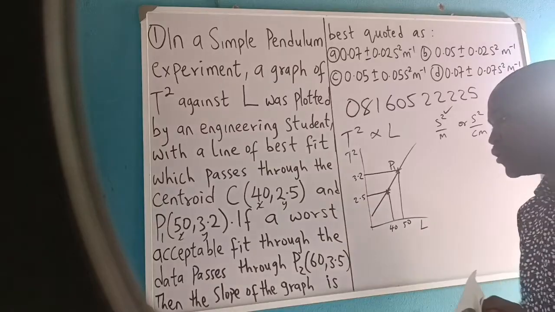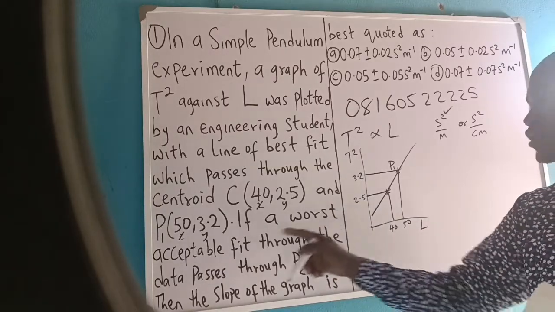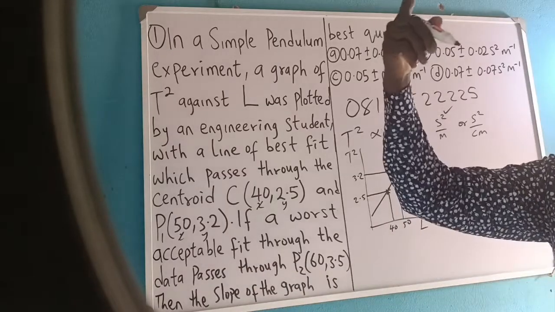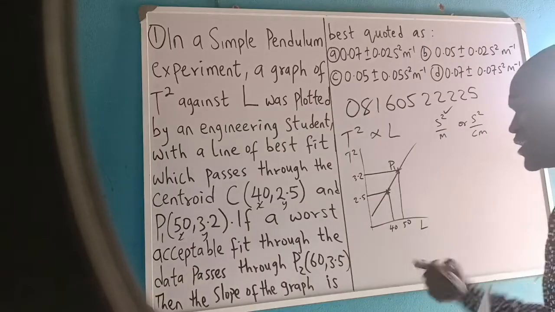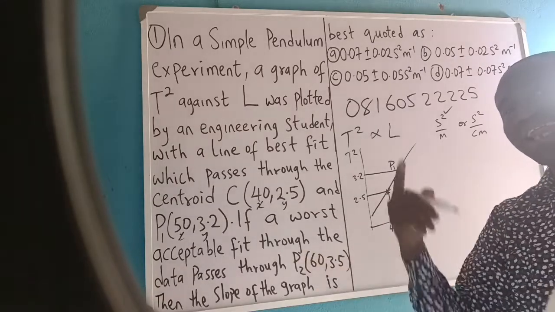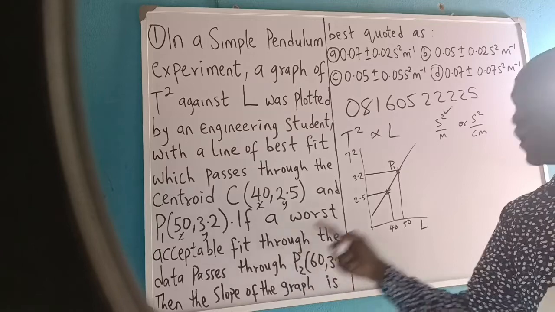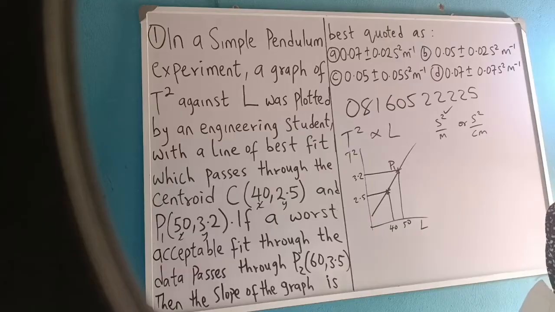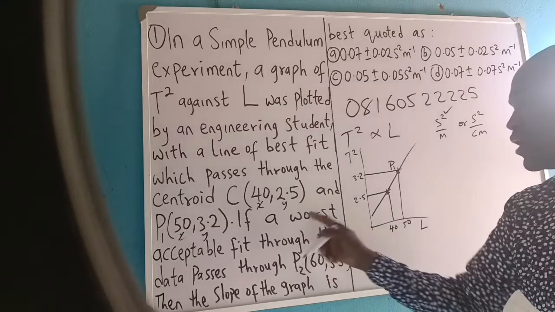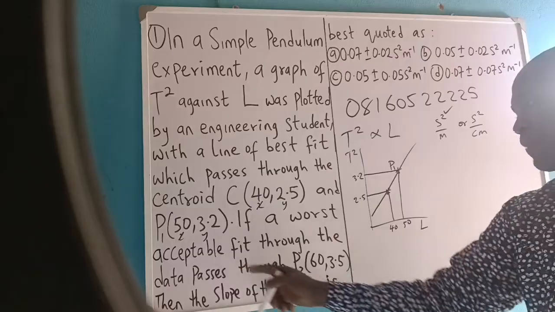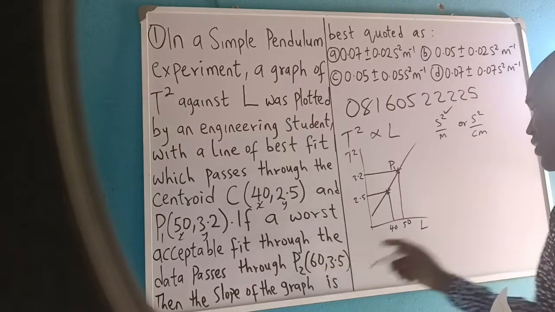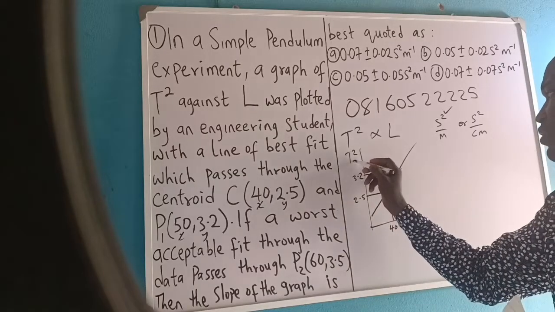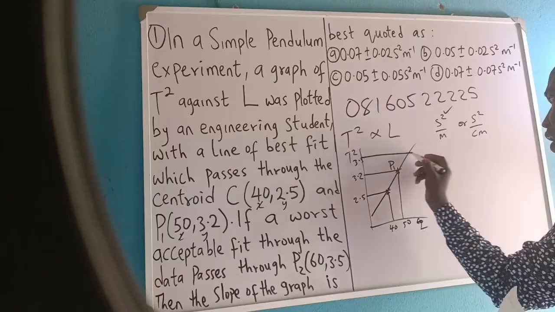Then for this one, a worst acceptable fit through the data passes through P2. In the experiments we have uploaded, you will notice that we showed how to get the line of worst fit. And even that line of worst fit must pass through the centroid as well. So the worst fit through the data passes through P2. P2, the x is 60 and the y is 3.5.